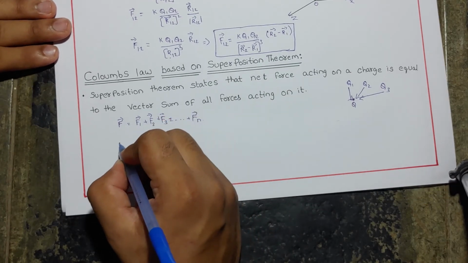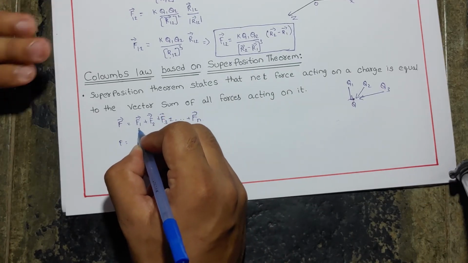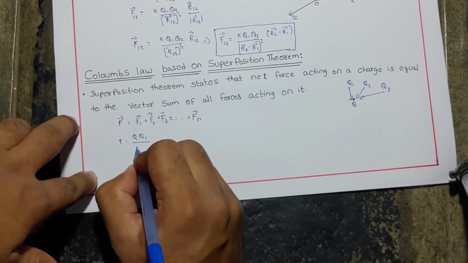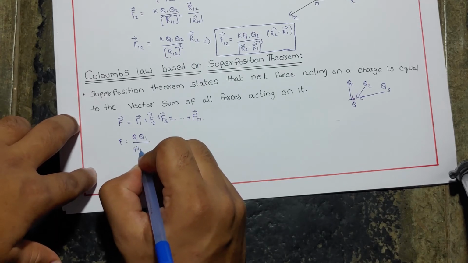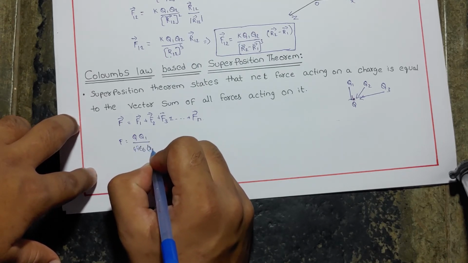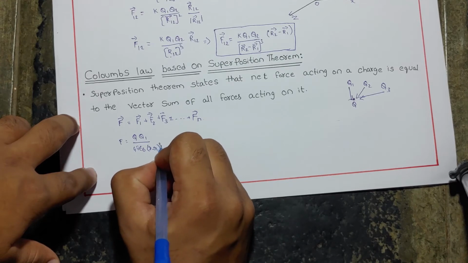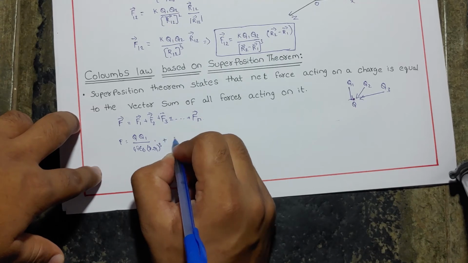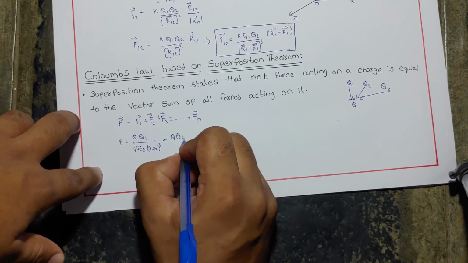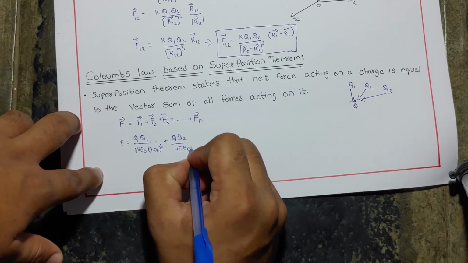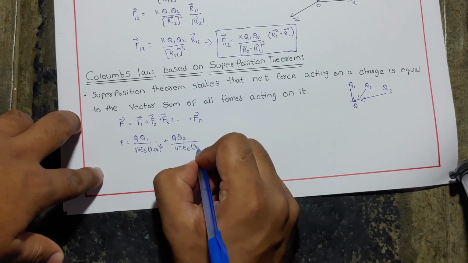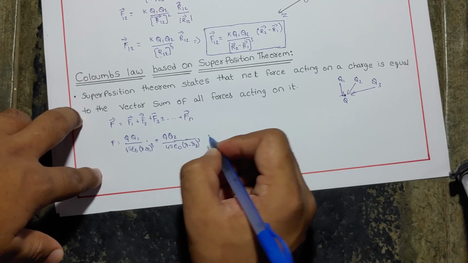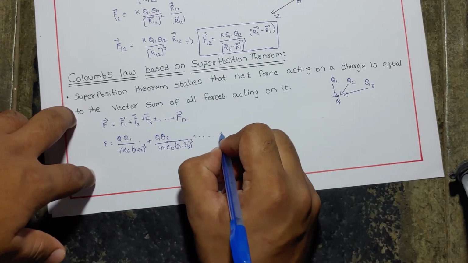So we can write this as F is equal to, we know that F1 is equal to Q1 by 4 pi epsilon naught into R minus R1 whole cube into the unit vector, plus Q times Q2 by 4 pi epsilon naught into R minus R2 whole cube, and so on, in this way up to n terms.